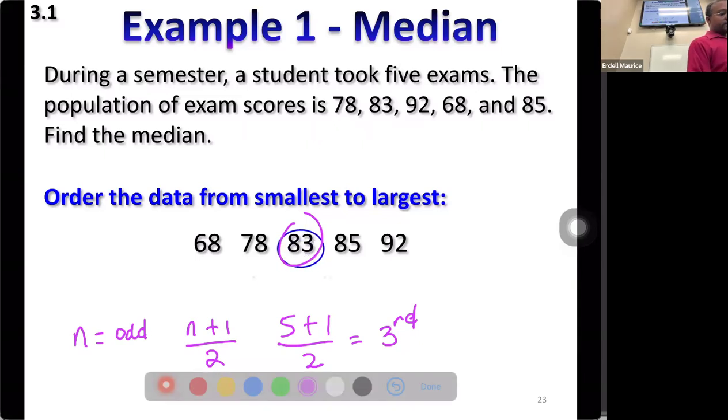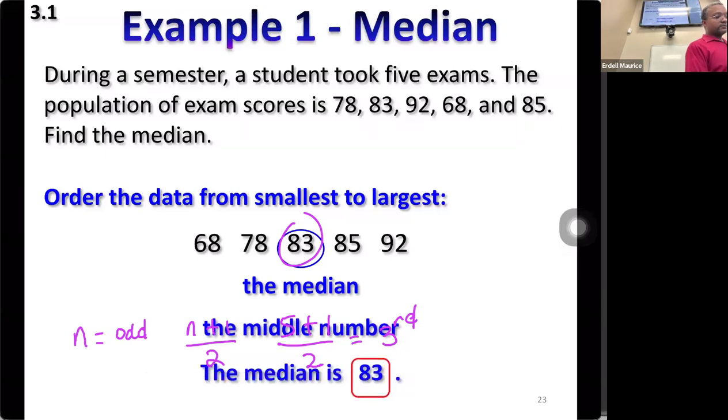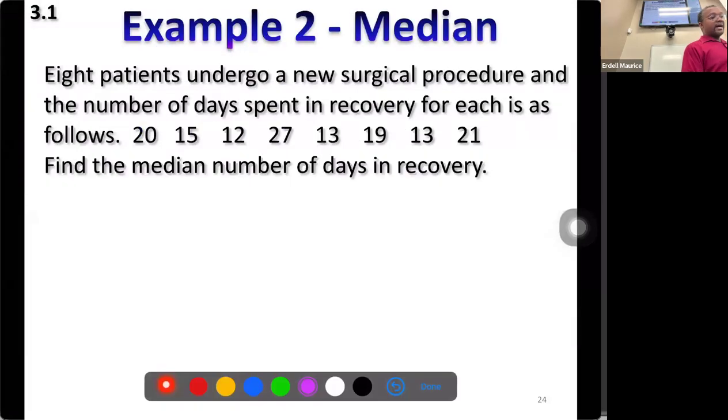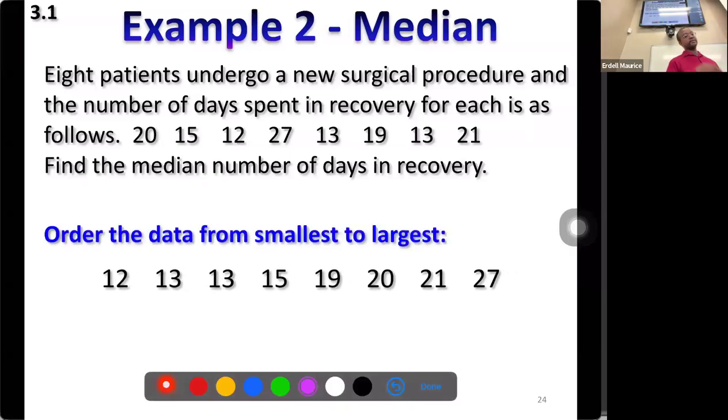Another example. Eight patients undergo a new surgical procedure. The number of days spent in recovery for each is as follows. Find the median number of days of recovery. We first have to put them in order from smallest to largest. So we have them right here: 12, 13, 13, 15, 19, 20, 21, 27.